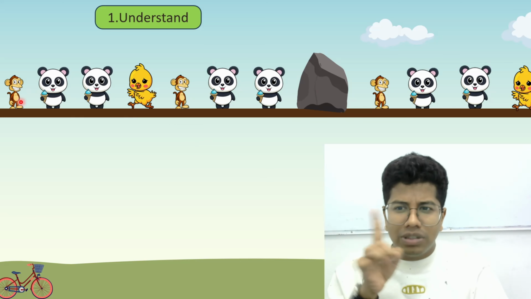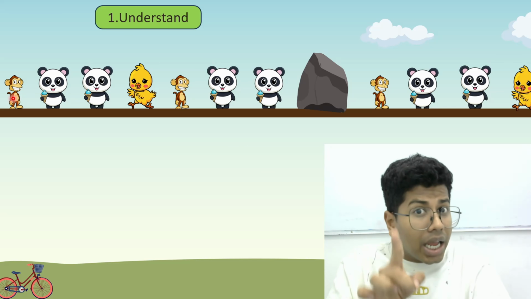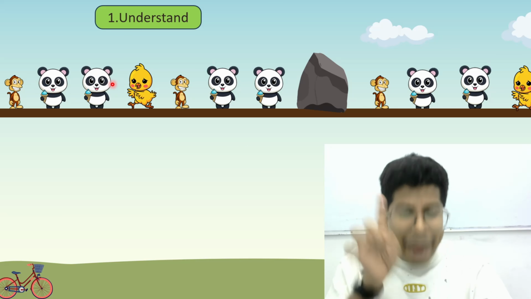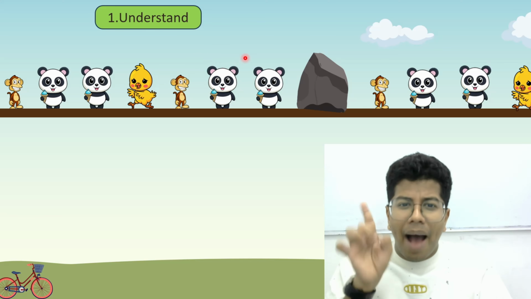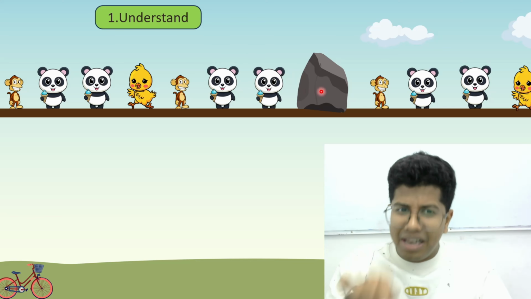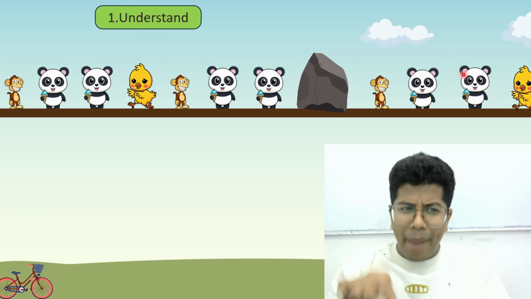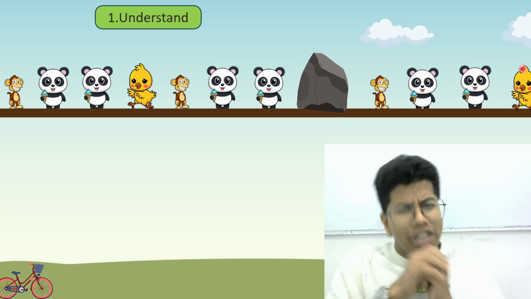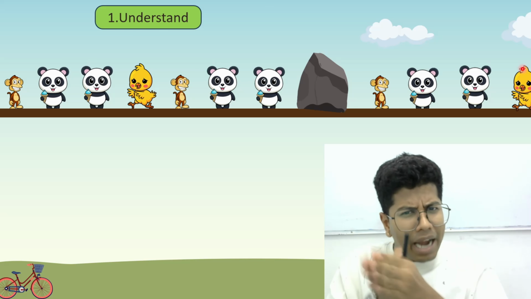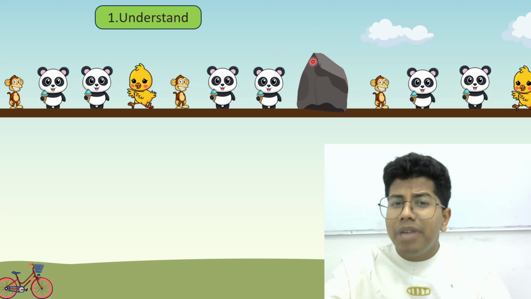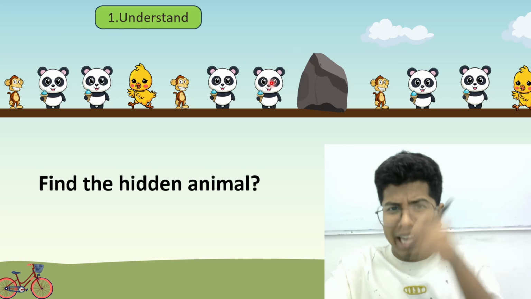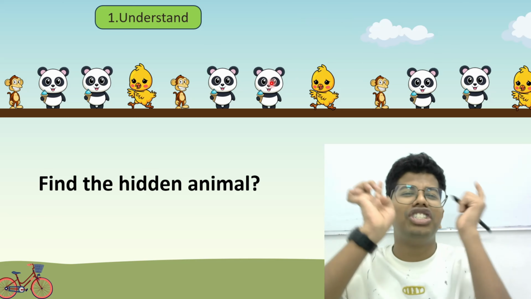So here we can observe the first animal is a monkey, then a panda, and then chicken, then monkey, panda, and then animal. Monkey, panda, and then chicken. So here we can understand monkey, panda, chicken. Monkey, panda. This means behind the stone, which animal is hiding? So the animal that is hiding behind this is nothing but the chicken.